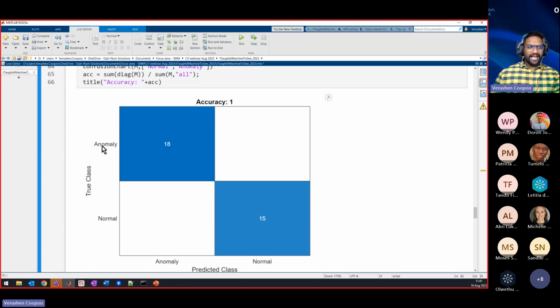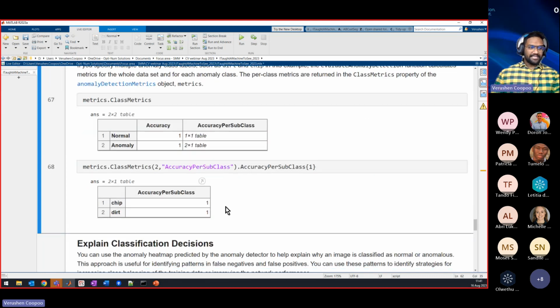As we saw, all 18 anomalous polls were correctly classified as anomaly, our true positives, and all 15 normal polls were correctly classified as normal, our true negatives. And this gives further insight per each anomaly class to see how the network performed. Had there been a slight imperfection in how the model performed, we could actually see whether it was the tripped polls that gave the model more trouble, or the dirty ones.